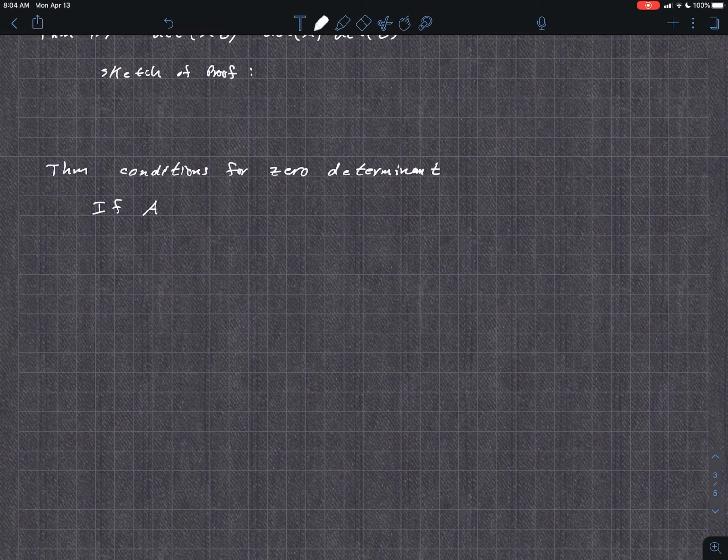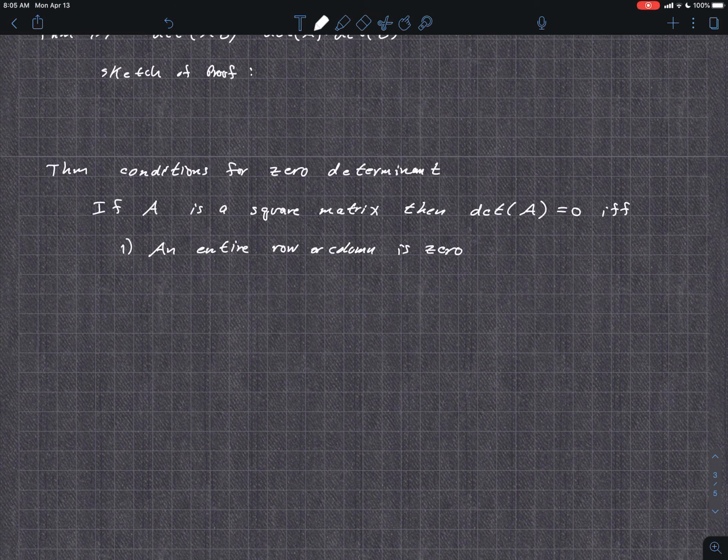So if A is a square matrix, then the determinant of A is equal to 0 if and only if 1, an entire row or column is 0, which should be obvious. Expand on that row or column.